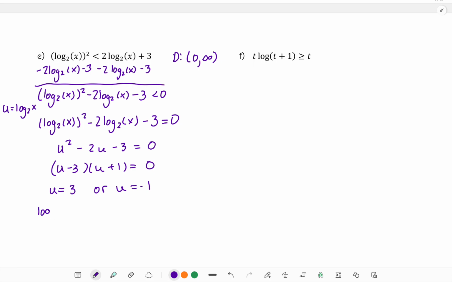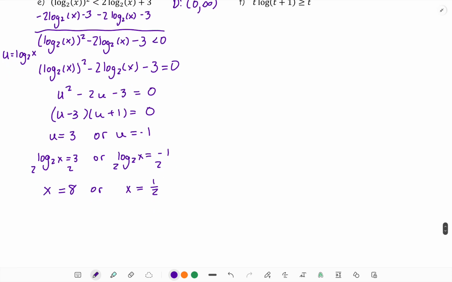Plug the u back in, so we get log base 2 of x equals 3, or log base 2 of x equals negative 1. 2 it up on both sides for both equations. We get x equals 2 cubed, which is 8, or x equals 2 to the negative 1, which is 1/2. So now for our sign diagram, we have to start at 0. Then we have 1/2. Because our inequality does not have an equal sign, that'll be an open circle. And then at 8 will be another open circle.